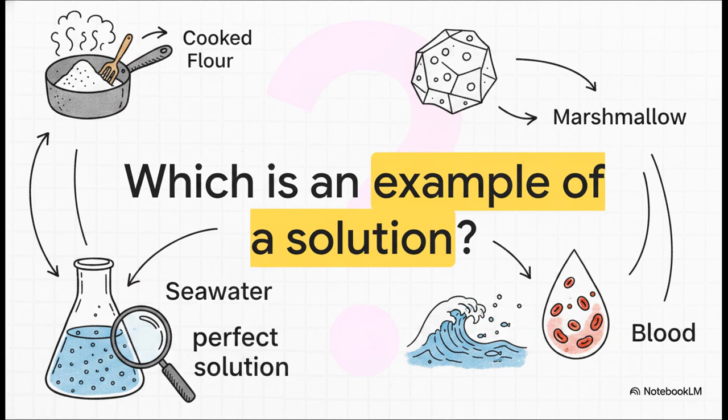Okay, let's do a quick knowledge check to consolidate what we've learned. Looking at these four options, cooked flour, marshmallow, seawater, and blood, which one of these represents a perfect, natural solution, where a smaller solute is completely dissolved in a larger solvent? Take a second to think it through.